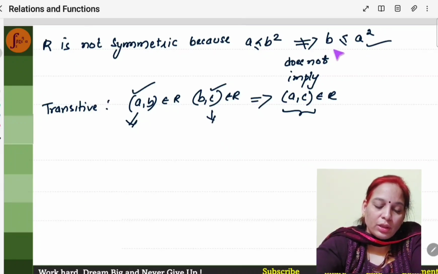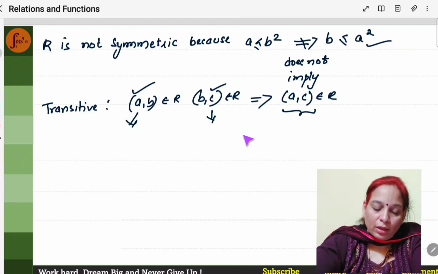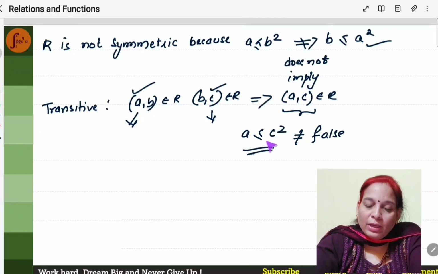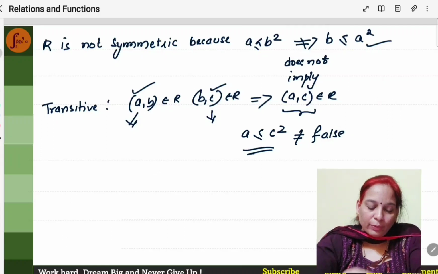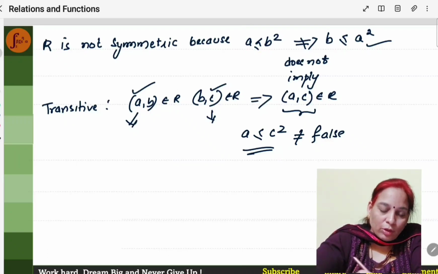What is the condition? B less than or equal to A square. That means here first and fourth is A. That means A less than or equal to C square. This should not be true. This should be false. Basically, A should not be less than or equal to C square. So we'll have to take the numbers in that way, which means A should be greater than C square. So choose a number in such a way that A is big and C is small, right? So that is one of the clues.